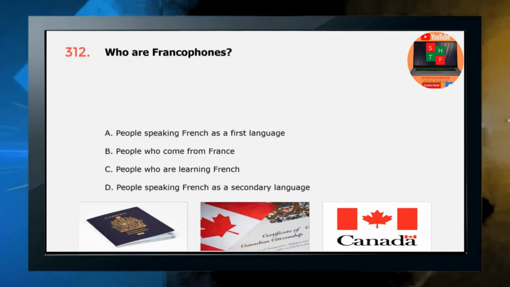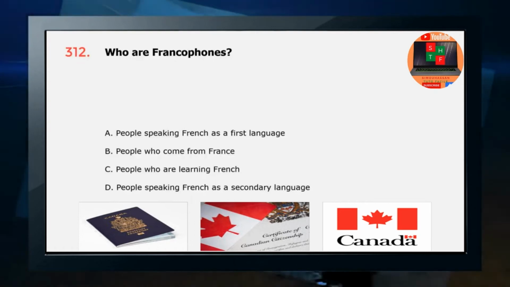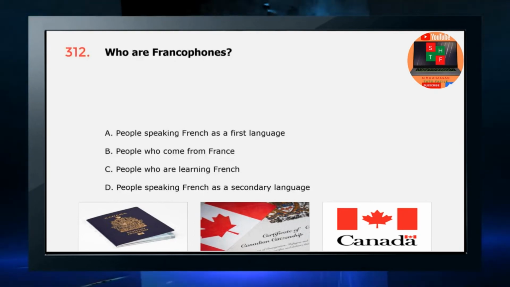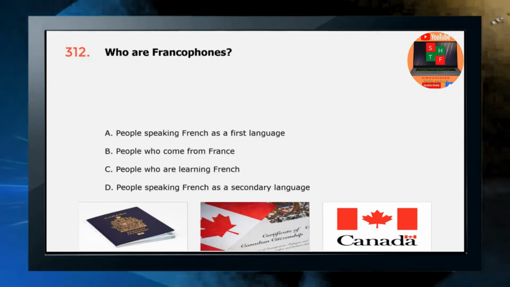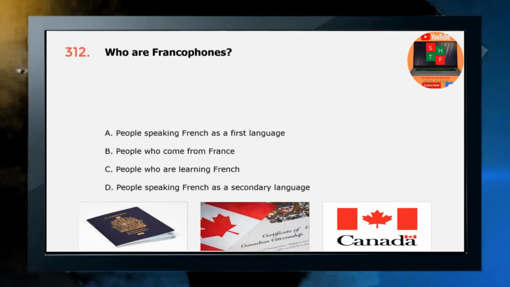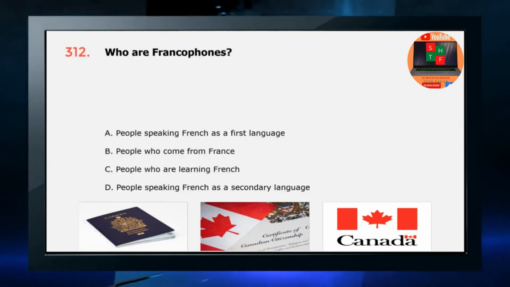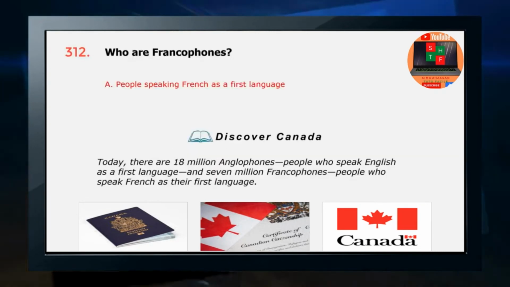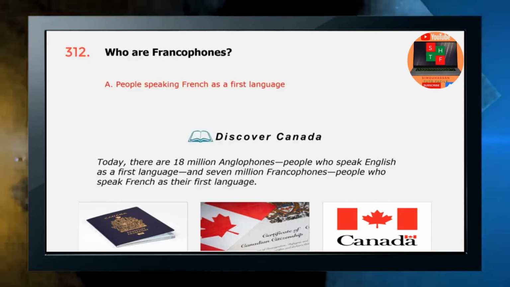Question 312. Who are Francophones? A. People speaking French as a first language. B. People who come from France. C. People who are learning French. D. People speaking French as a secondary language. The answer is A. People speaking French as a first language.